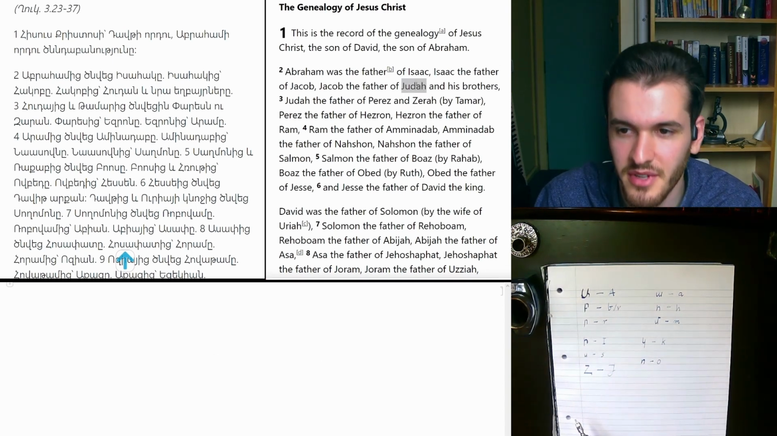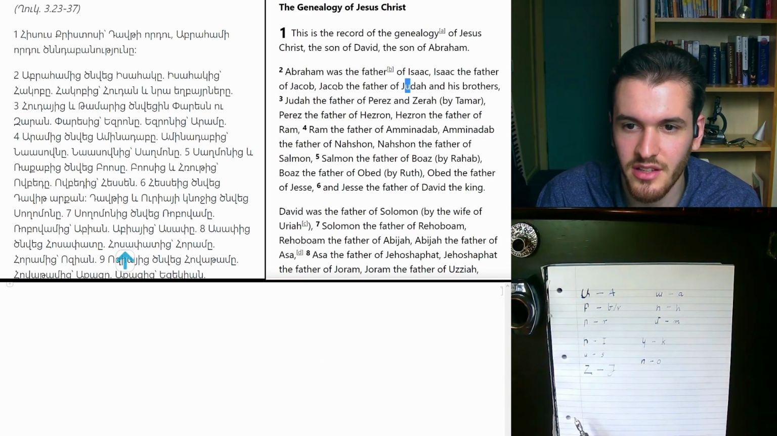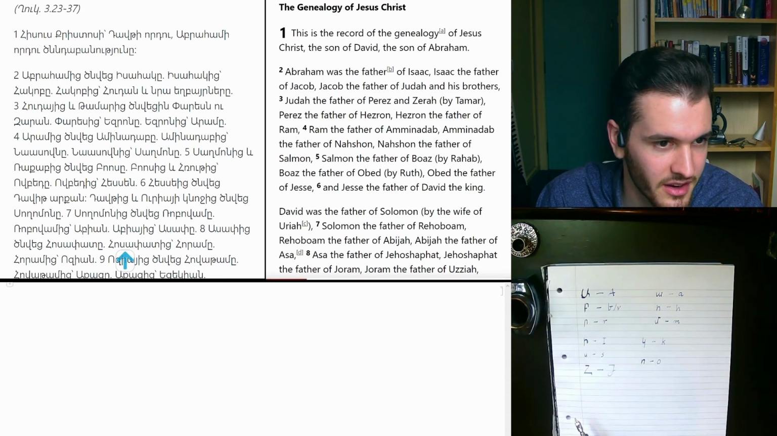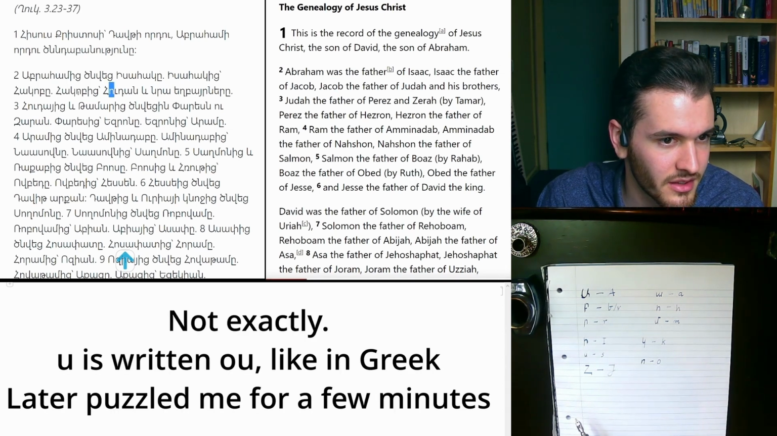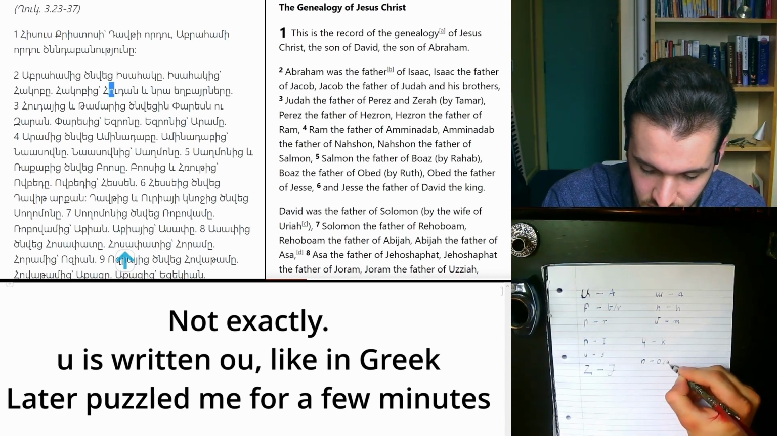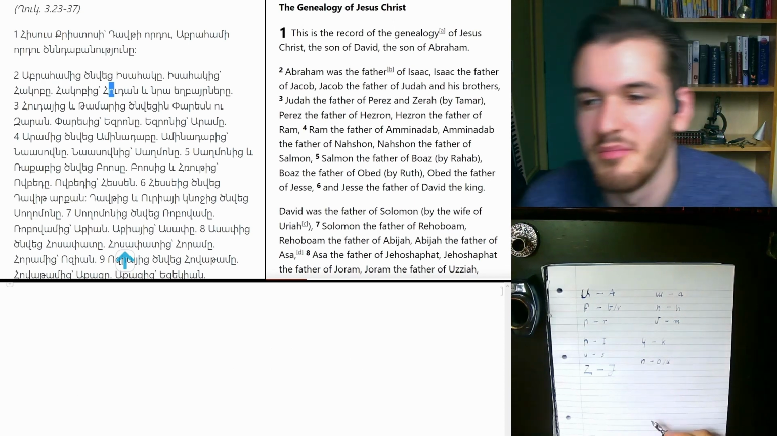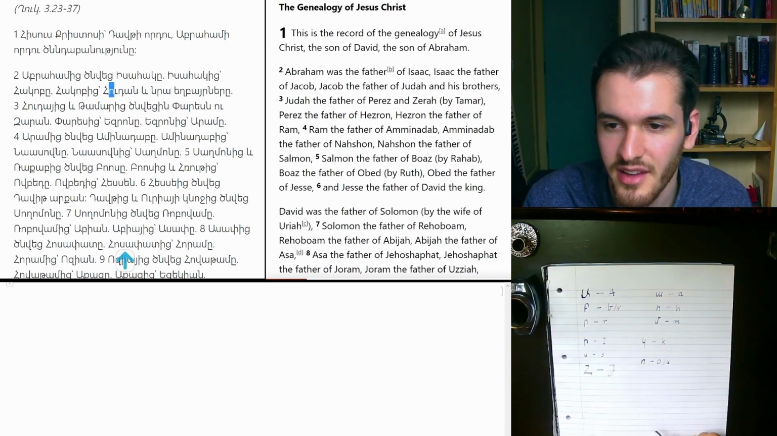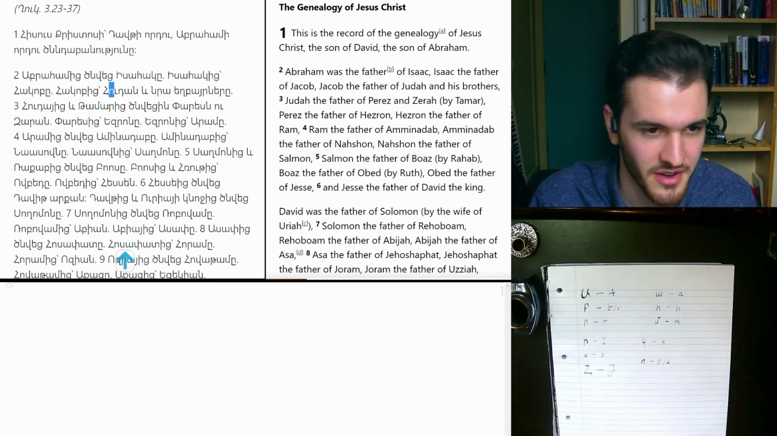Ooh, there we go. So we have an inconsistency. Judah and Jacob, the O and the U are the same letter here, right? Yeah, this is the same letter. All right, so that could be also a U. Okay, we'll have to basically go through more of the names and see whether there is a preference.